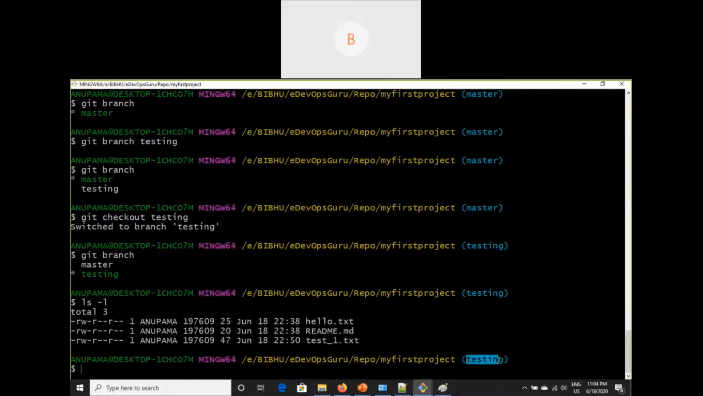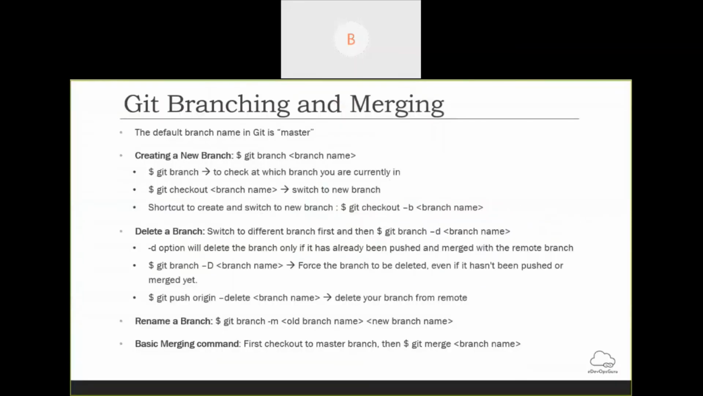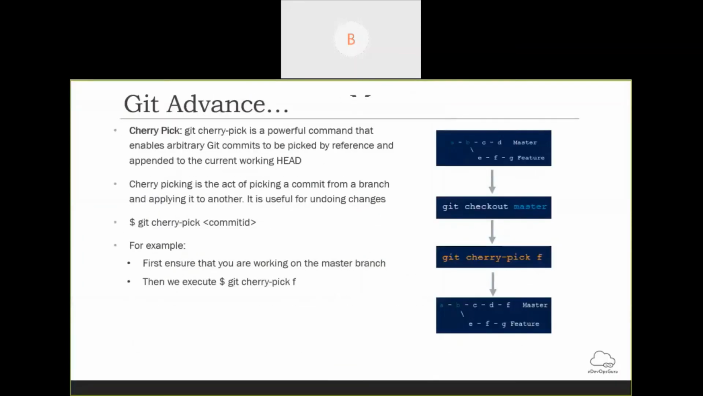Okay, so now it means I have the latest changes of master in my current branch. If not, then before creating the branch, I need to use git pull, then create your branch and then start your working.